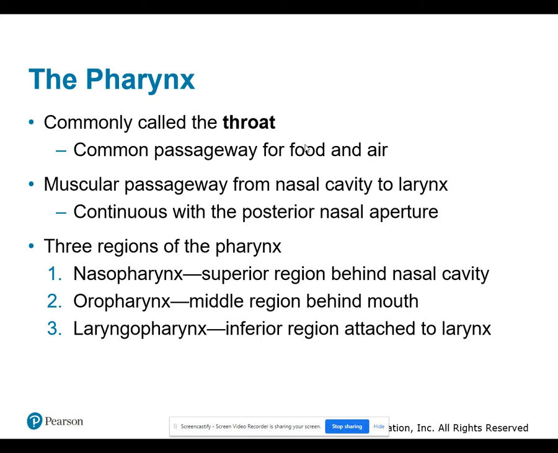Now, there are 3 regions of your pharynx, or 3 regions of your throat, and they're named based on where they're located. A nasopharynx, again, naso, is going to be behind your nasal cavity or your nose. Your oropharynx, oro meaning mouth, this is going to be located behind your mouth. This is your middle region. And a laryngeal pharynx, again, this is going to be located near your larynx, and it's your inferior region or your bottom layer.